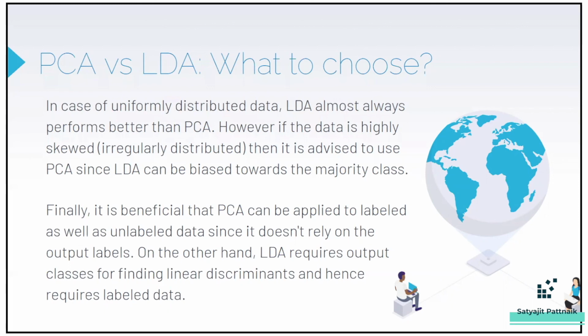Right? Finally, it is beneficial that PCA can be applied to labeled as well as unlabeled data, since it doesn't rely on the output labels. So it doesn't really care about the Y variables, right? But on the other hand, LDA takes into consideration your Y variable. So as I told, it requires output classes for finding linear discriminants and hence requires labeled data.